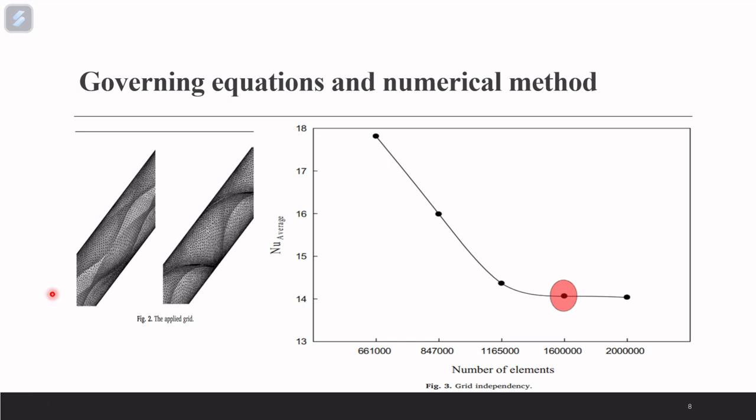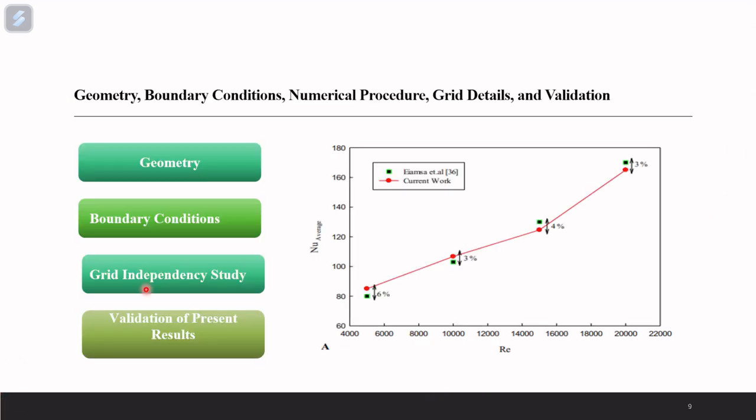And after that, these are the graphs we are plotting here. The x-axis represents the number of elements and the y-axis represents the average Nusselt number. As the number of elements increases, the Nusselt number decreases sharply at first and then stabilizes. This suggests that refining the computational mesh initially affects the heat transfer result significantly. And next, the geometry, boundary condition, numerical procedure, grid detail and the validation.